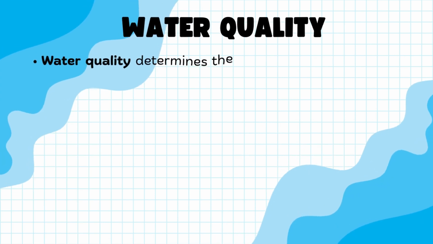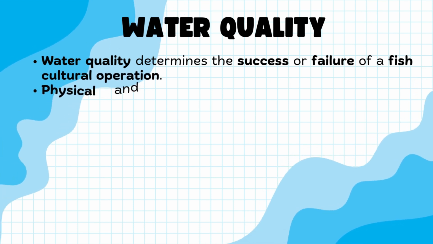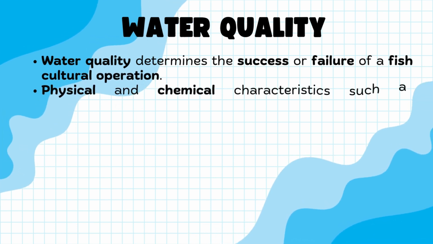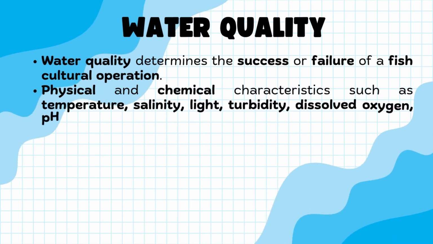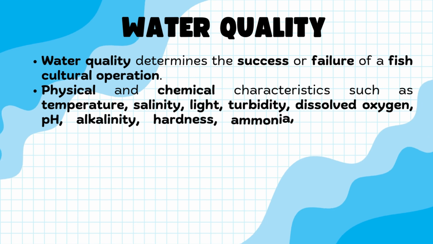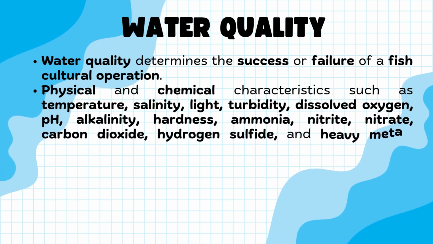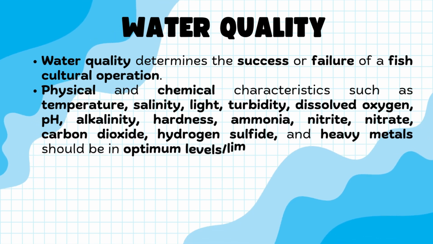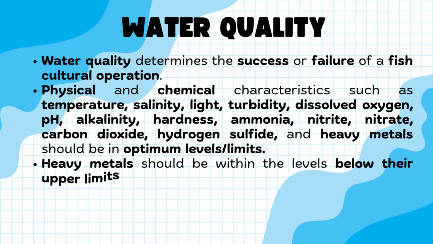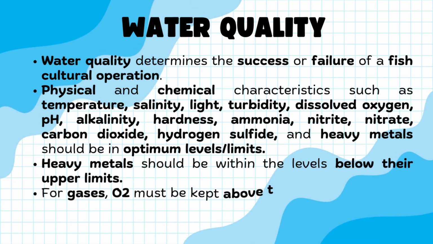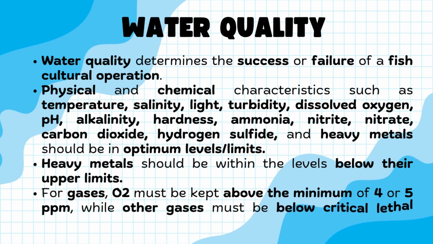So, what is water quality? Water quality is the key to a successful fish culture operation. It is composed of various physical and chemical factors, and it plays a crucial role in maintaining a healthy aquatic environment for fish growth and survival. The most important water quality parameters include temperature, salinity, light, turbidity, and dissolved oxygen. Each of these affects fish growth and overall productivity.